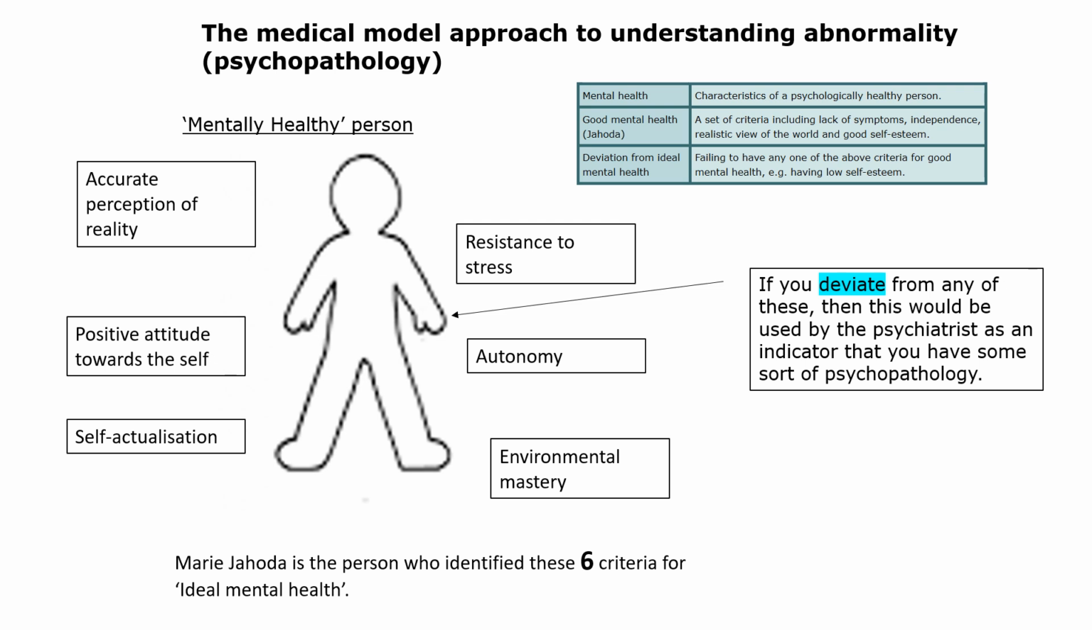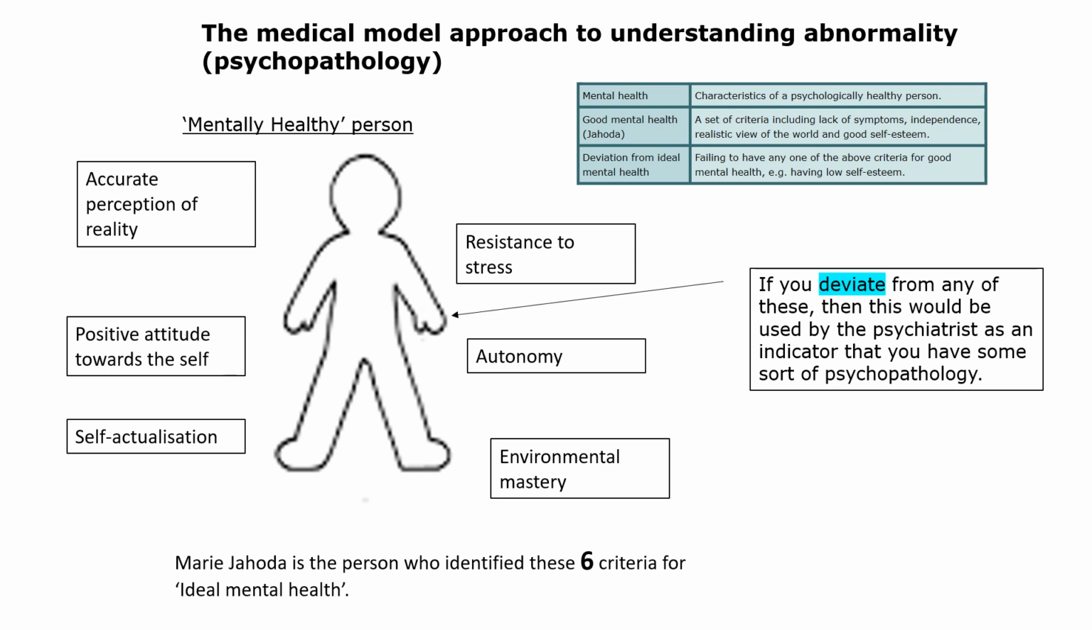So essentially, in terms of how the definition works, that's it. It identifies what somebody who's mentally healthy looks like, not physically looks like, but in terms of characteristics and criteria. And we need to remember Jahoda's name. And then it identifies that if you deviate from any of those, you have a psychopathology.